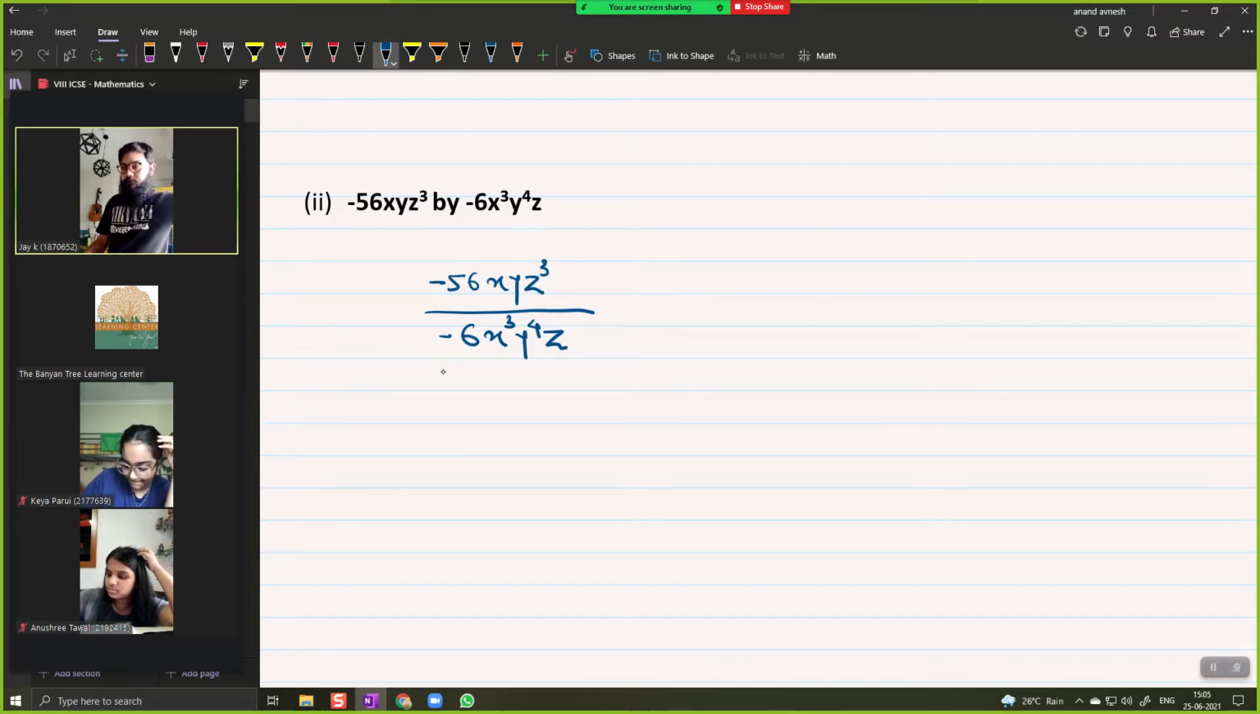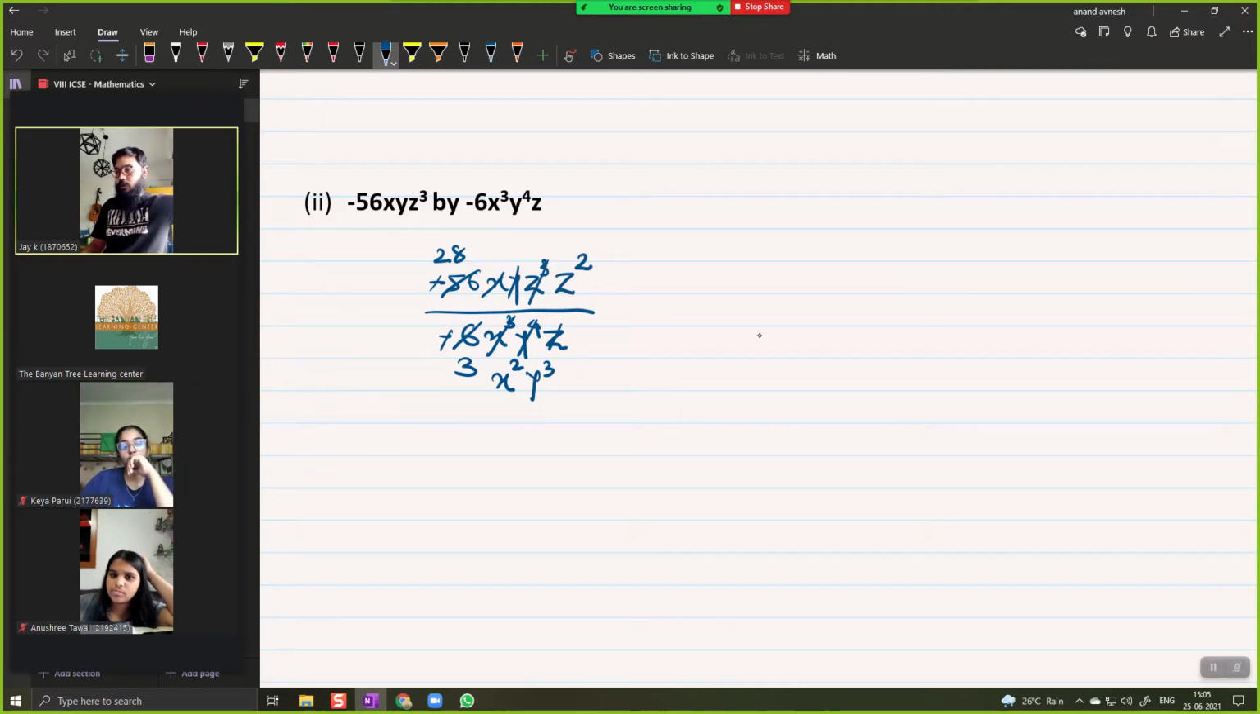Okay, so minus minus sign gets cut. 2 3s are 2, 28s are... Okay, now 3 and 28 cannot cut further. This x cuts with this x cube and it gives me x square in the denominator. This y gets cut with y4 and it gives me y cube. This z cuts this z cube in the numerator and gives me z square.